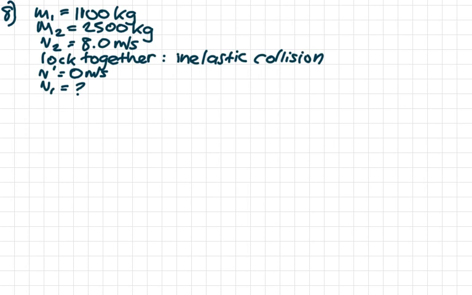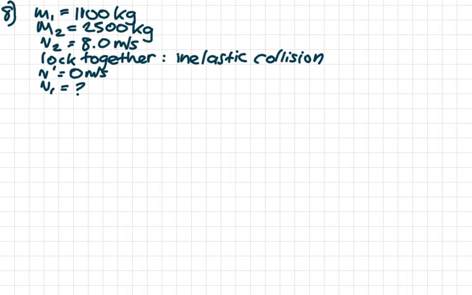Okay, so they give the 2 masses of the car and the van, and then they give the velocity of the van traveling at 8 meters per second. It says that the car and the van lock together after the collision, but they come to rest. So I guess they just crash and boom, stop right on the spot, which is unusual, but it's possible.